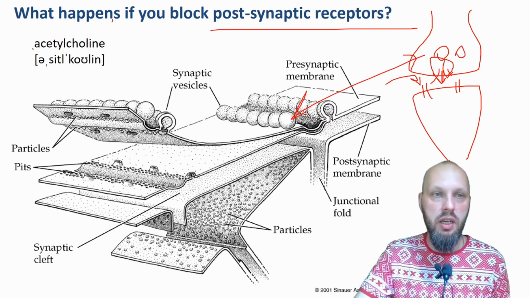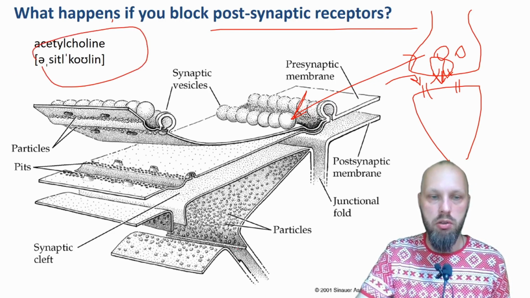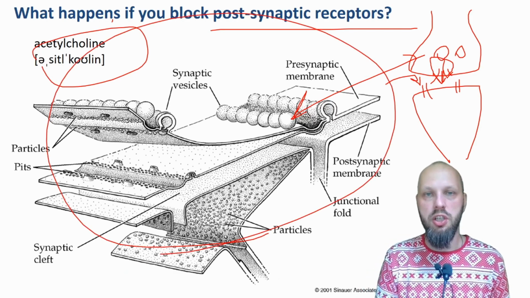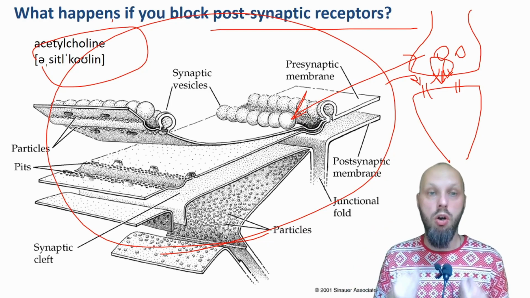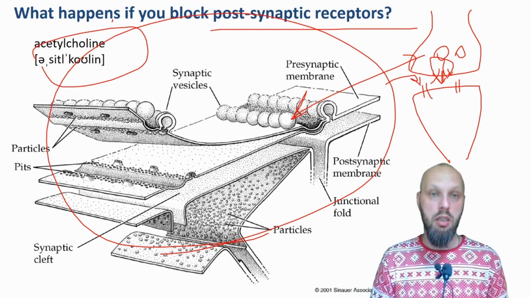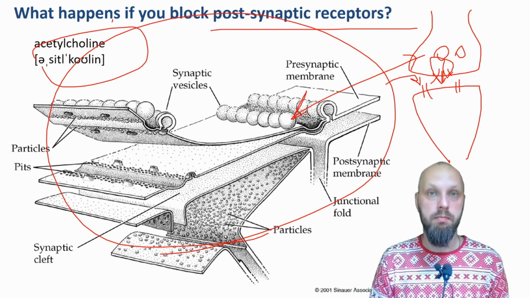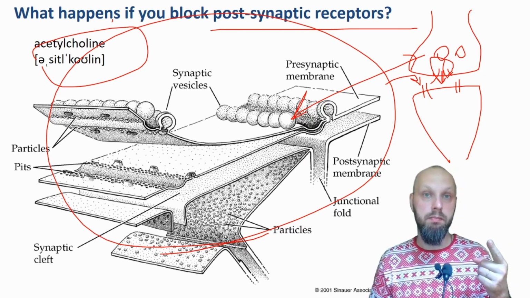For example, if we look at acetylcholine in the neuromuscular junction. This is a neuromuscular junction, this giant synapse on your muscle. If you block all postsynaptic receptors in a neuromuscular junction, what will happen? Make a bet.